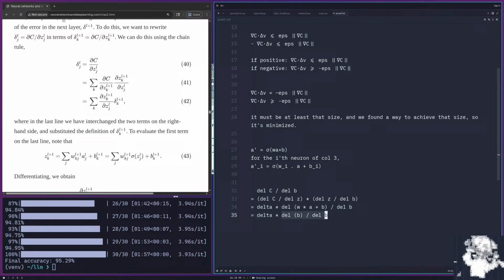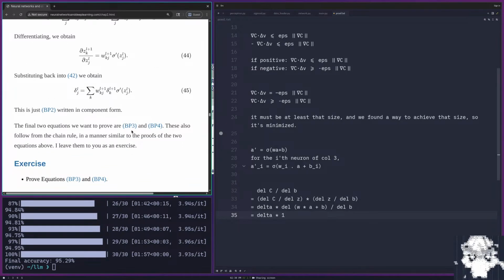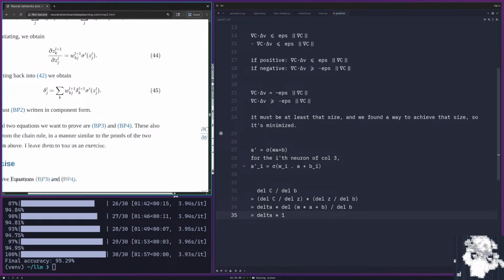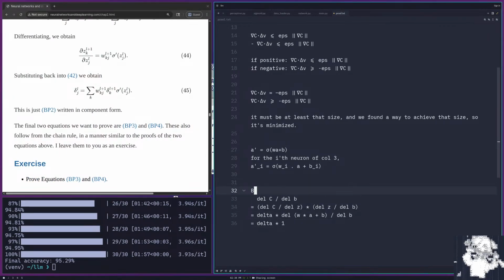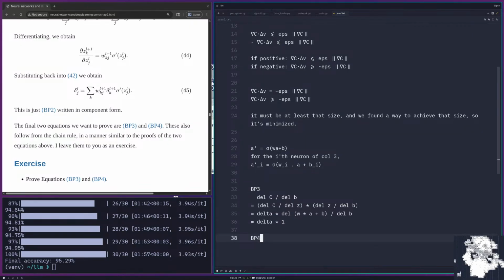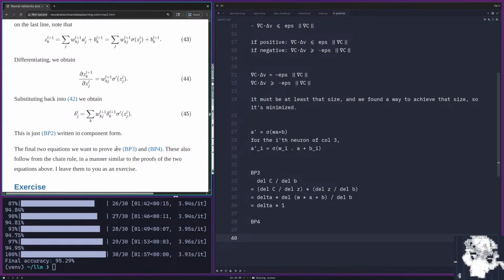But that doesn't make sense, because now I'm saying it's just, oh, actually that's the right answer though, delta, right? BP3. Oh, hell yeah. Okay, so that's the proof of BP3. BP4. What's the form of BP4? We want del C by del W.